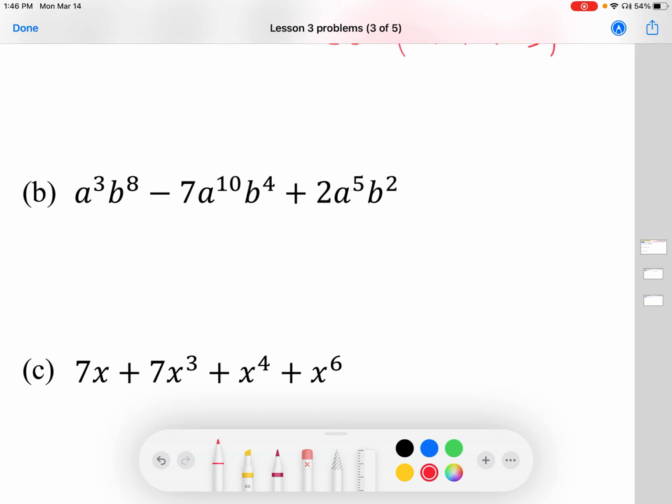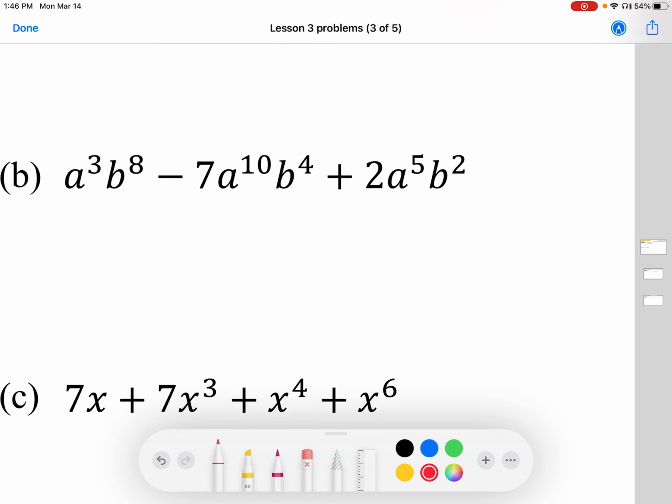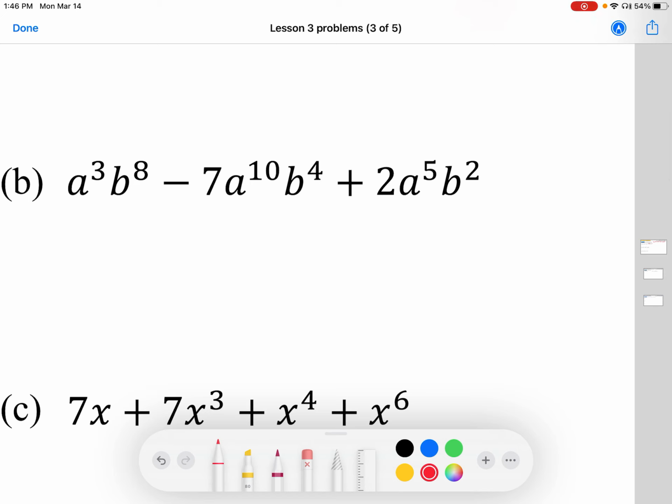Same thing. I'm going to look around, look at the numbers, see if they have any common factors, look at the variables, same thing. The leading coefficient here is 1, so I'm not really going to factor any number out like I did the 3 in the previous example. So I'm going to go straight and look at the variables. If I look through here, I have a to the 3rd, a to the 10th, a to the 5th. The smallest of those is a cubed, so I'm going to factor that out. And then let's look at the b's. So b to the 8th, to the 4th, and squared. Smallest of those is b squared.